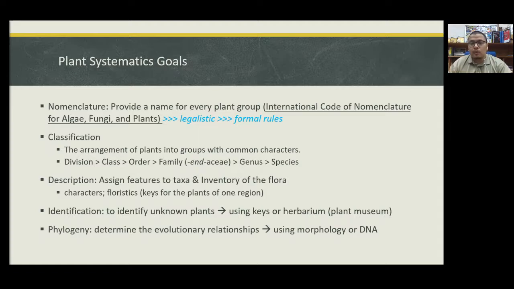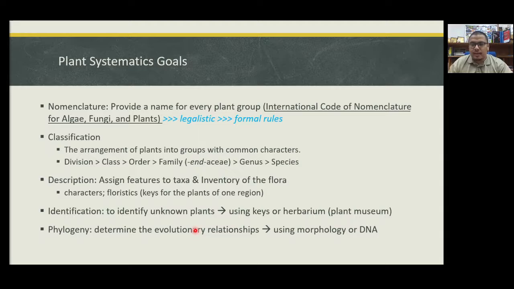The second big goal is classification, which is the arrangement of plants into groups, and those groups should have common characteristics. I'm sure you know this from other classes. We go down from the division to the species level: division, class, order, family, usually ending with -aceae, then genus and species. And sometimes we can have levels below the species as well.